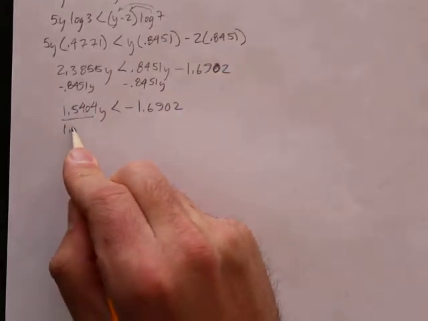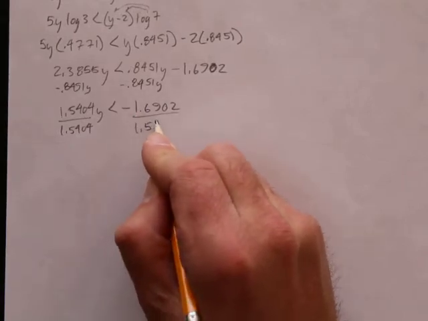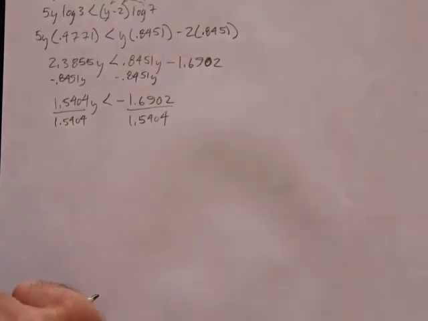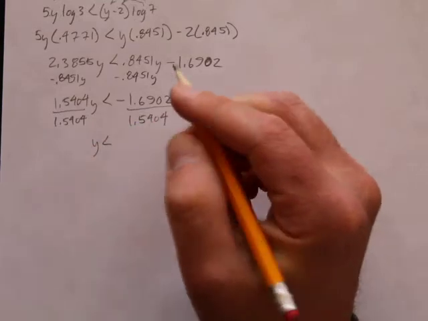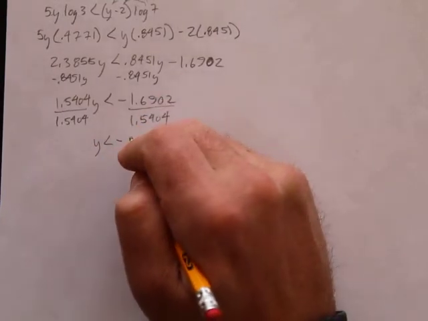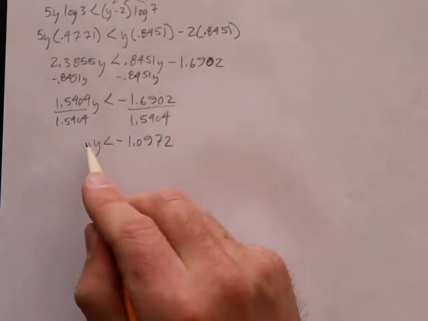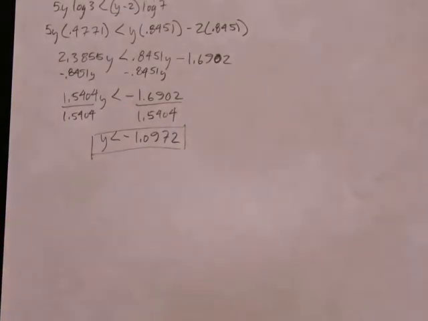Divide both sides by 1.5404. And so now I have 1.6902 divided by 1.5404. Y is less than negative 1.0972. Whew. There it is. Kind of gross, but it's okay.